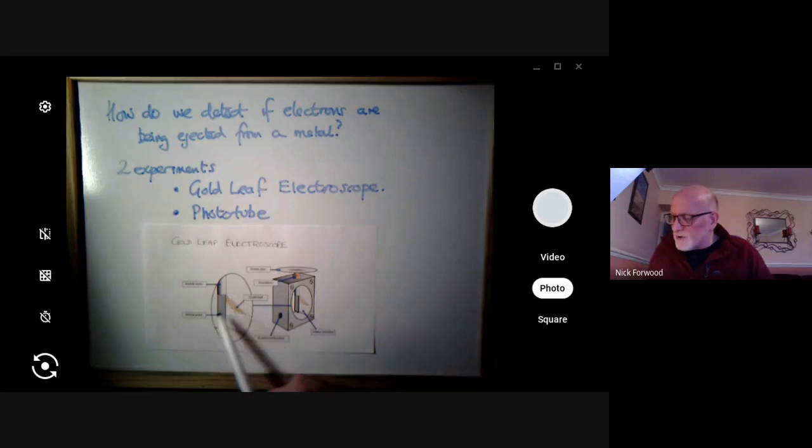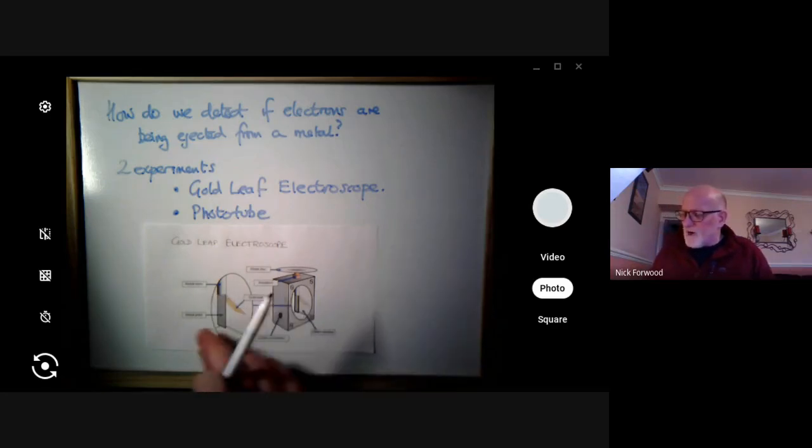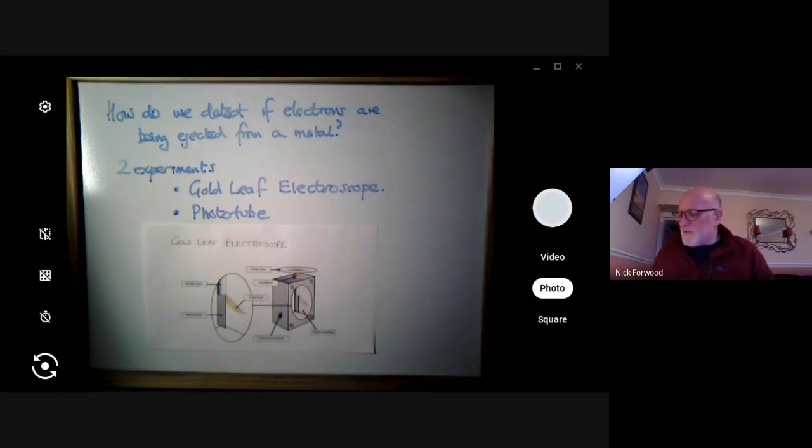So what can happen is the gold leaf can move up and down, and how it moves up and down depends on how many electrons there are in the plate and in the metal stem and in the gold leaf. And at this point, it would be a good thing to stop this video and watch the video that shows you how this experiment is carried out.